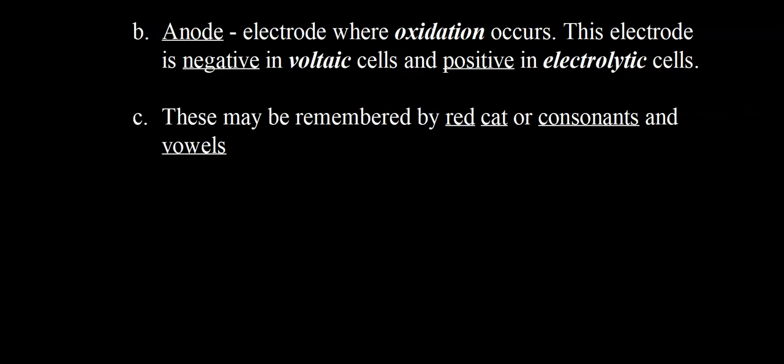Red Cat, your book uses. So reduction occurs at the cathode. So that's something to help you remember that. And then we'll be talking a lot about vowels and consonants. So in terms of where reduction is occurring, where oxidation is occurring, all kinds of stuff, we can use vowels and consonants to help us understand what's going on.